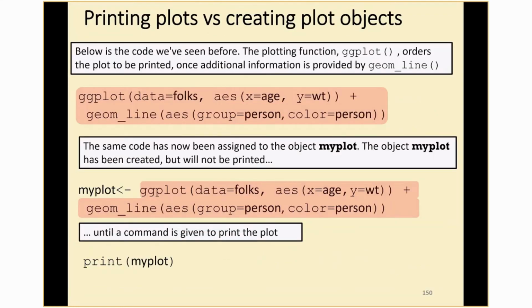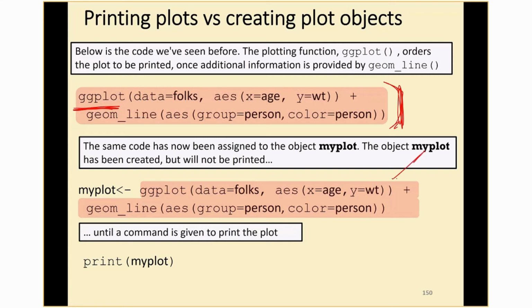The difference between printing a plot and creating a plot object. So this code here, you type that in and hit run. In the lower right hand corner of the monitor, you'll get a nice little plot, because what this ggplot function does is say render a plot.